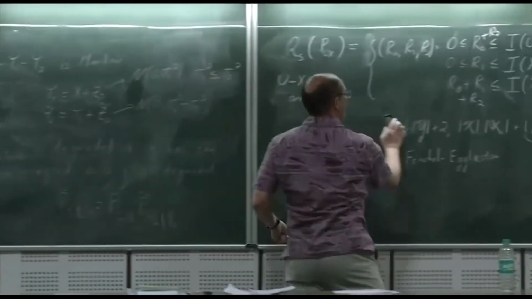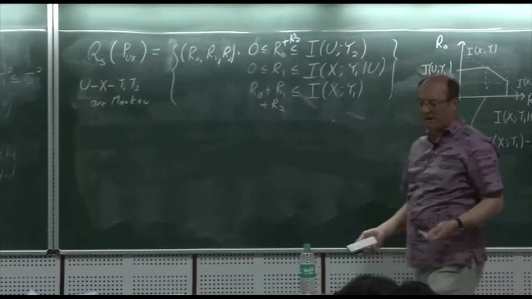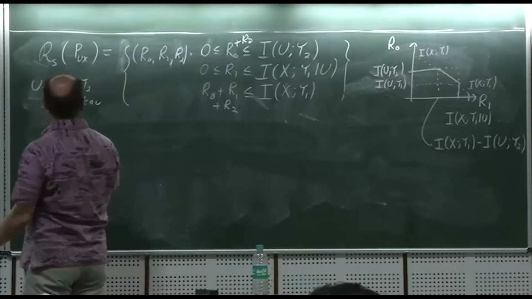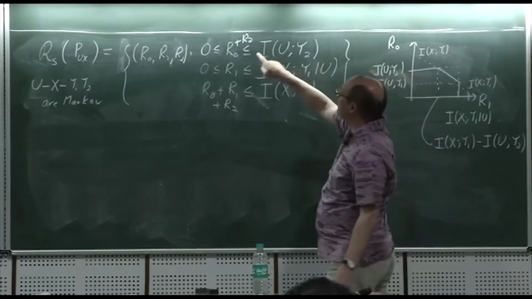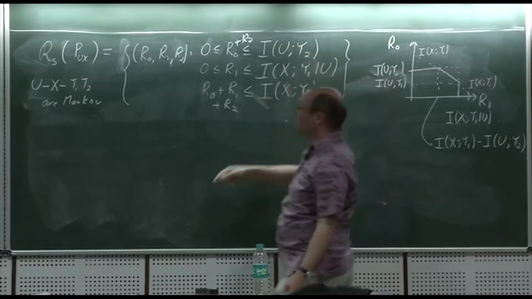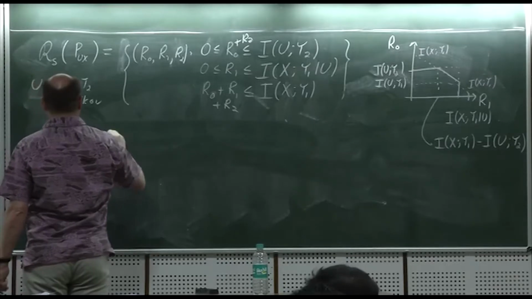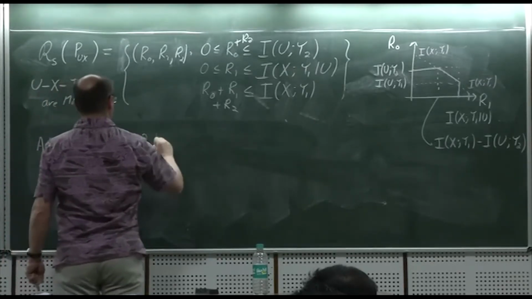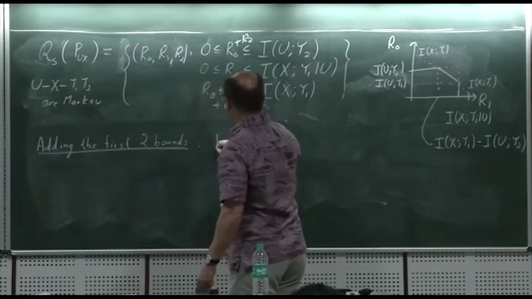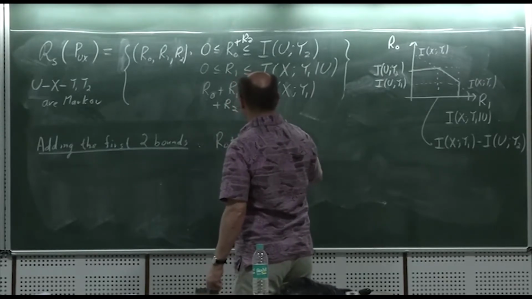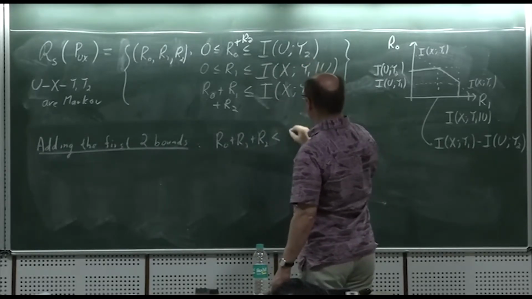We can check this now formally by seeing what happens to this rate region when we have physical degradation. So let's take a look here. Let's look at the sum of these two bounds. If I add these two bounds up, this one plus this one, I get the following bound. Adding the first two bounds, what do I get? Well, I'm just going to get R0 plus R1 plus R2. It has to be clearly less than the sum of these two.